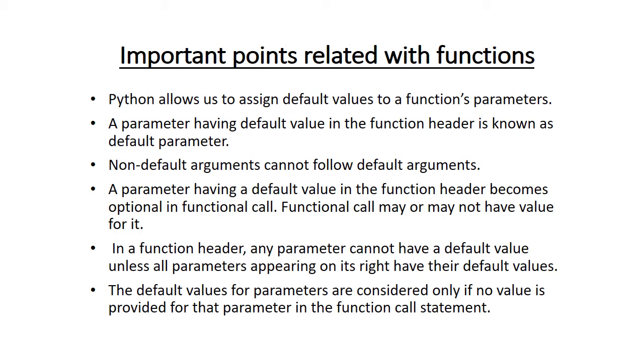A parameter having a default value in the function header becomes optional in the function call. The function call may or may not have a value for it. That means while calling the function, it is not necessary to give any value to a default parameter. In a function header, any parameter cannot have a default value unless all parameters appearing on its right have their default values. The default values for parameters are considered only if no value is provided for that parameter in the function call statement.